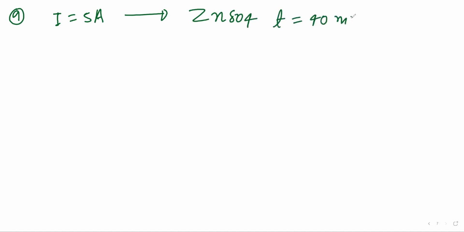Now look at the ninth sum. A current of 5 ampere is passed through a solution of zinc sulfate for 40 minutes. The amount of zinc deposited at the cathode will be, the amount of zinc you have to find.